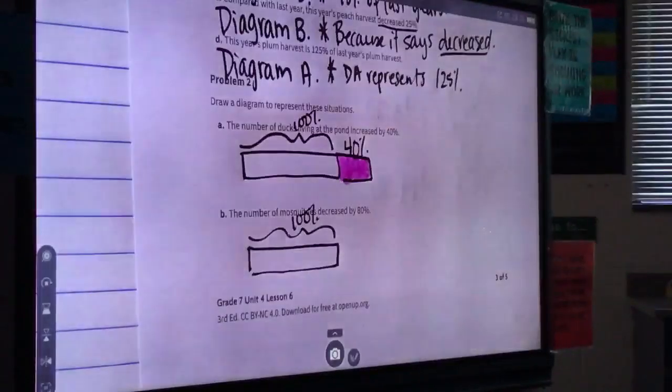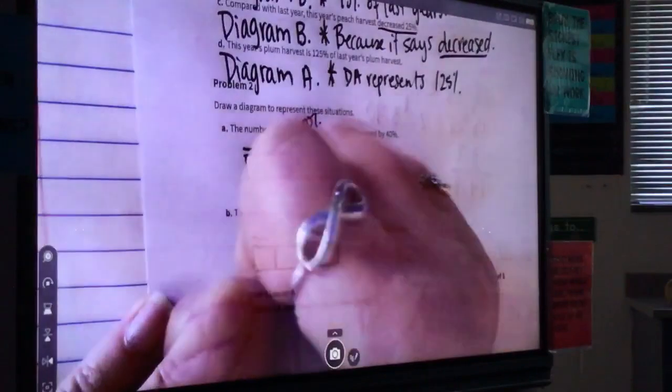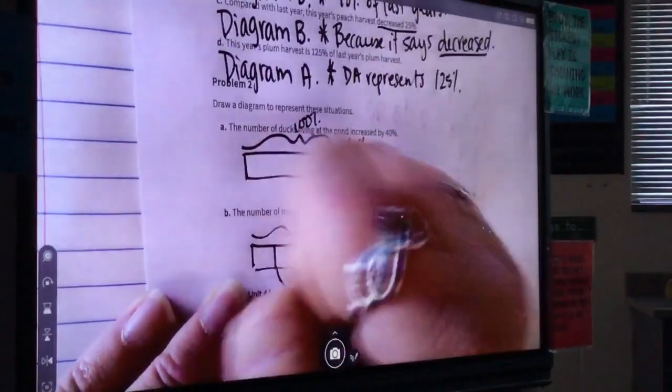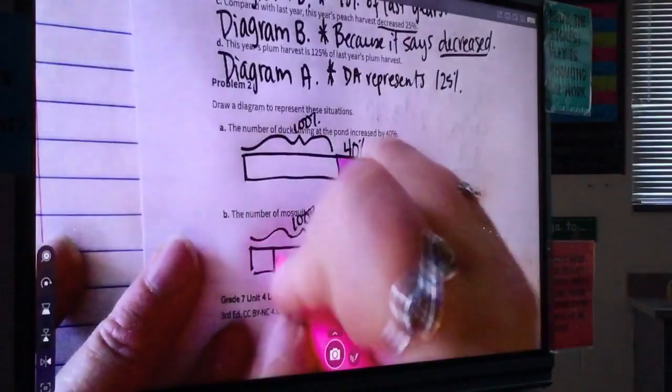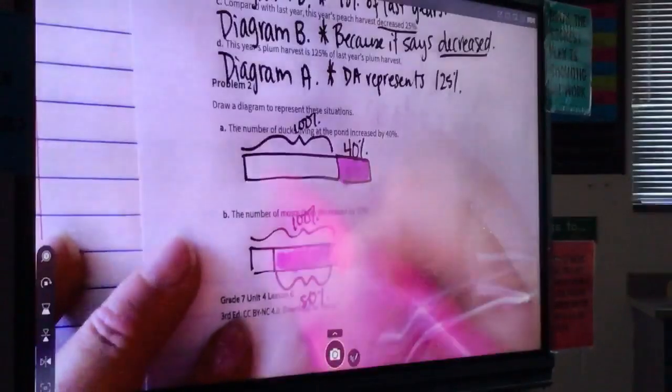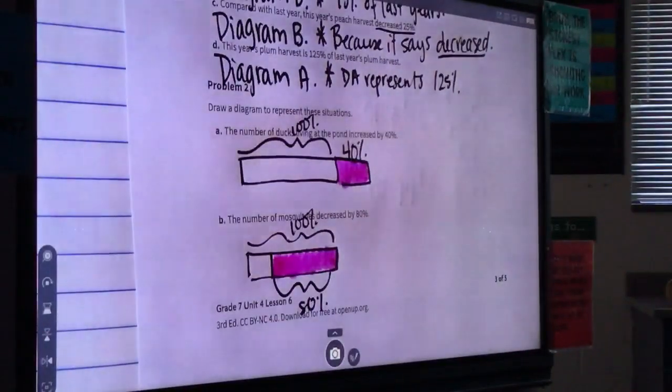All right. B, the number of mosquitoes decreased by 80%. Is that going inside of our 100% or is that going outside? Sophia? Inside. So about here, give or take. This is my 80% of a decrease, which is giving me 20% left. Okay? So that's all this should look like. This should not be any more in depth than that. Don't overthink these things.